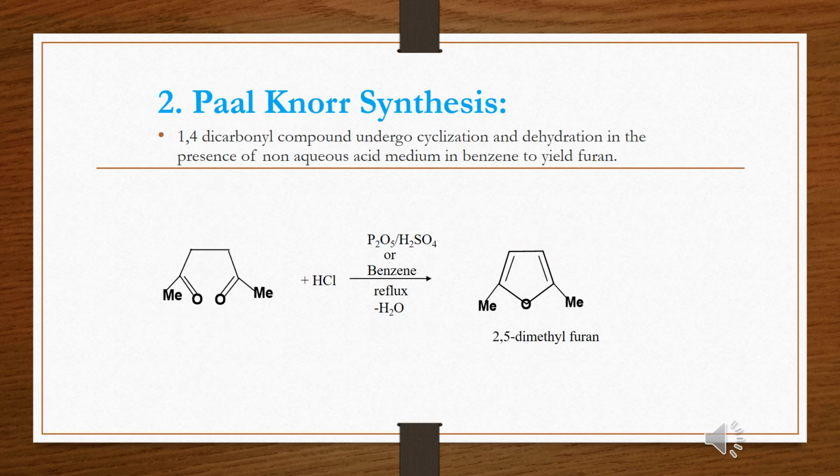Second one, an important one, is Paal-Knorr synthesis, in which a 1,4-dicarbonyl compound undergoes, this one is 1, 2, 3 and 4. So a 1,4-dicarbonyl compound undergoes cyclization and dehydration in presence of a non-aqueous acid medium in benzene to yield Furan. So here the 1,4-dicarbonyl compound in presence of phosphorus pentoxide and acid, when we are refluxing these two together in benzene, will give 2,5-dimethyl furan.